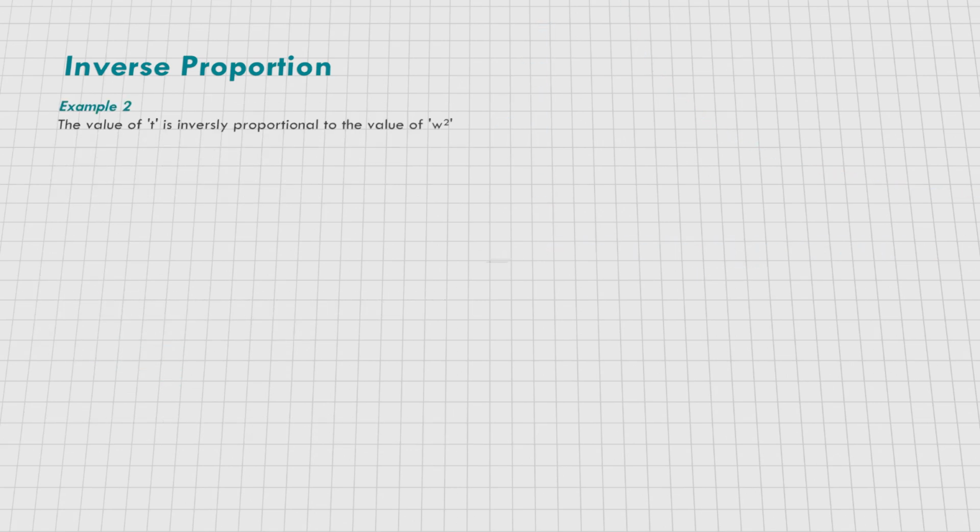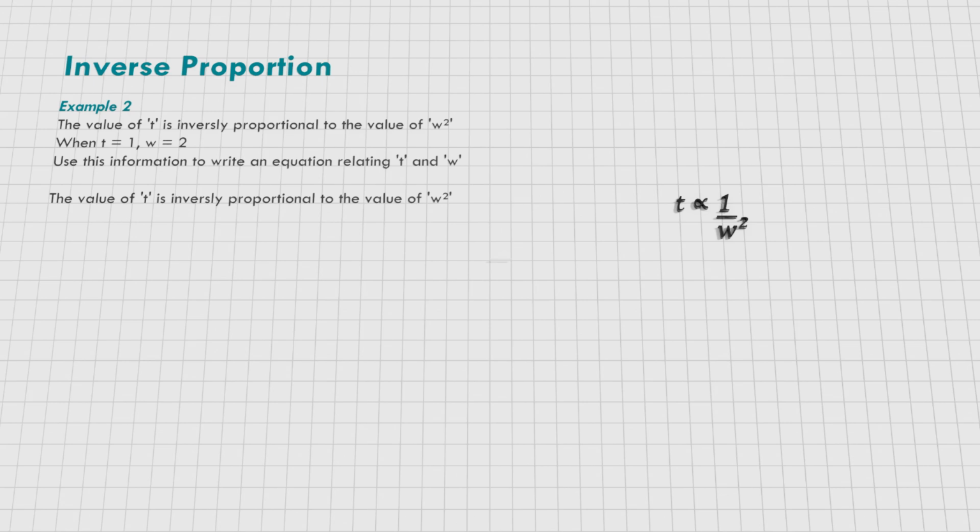The value of t is inversely proportional to the value of w squared. When t equals 1, w equals 2. Use this information to write an equation relating t and w. Starting with t is inversely proportional to w squared, we can write t equals k over w squared, where k is an unknown constant.